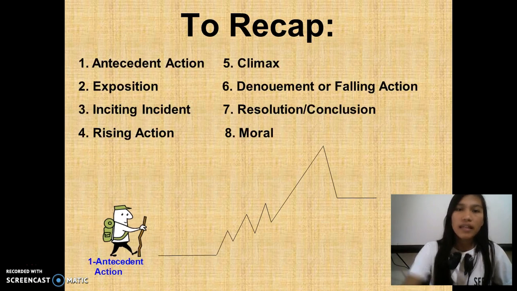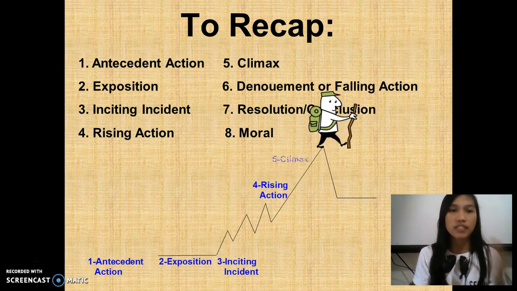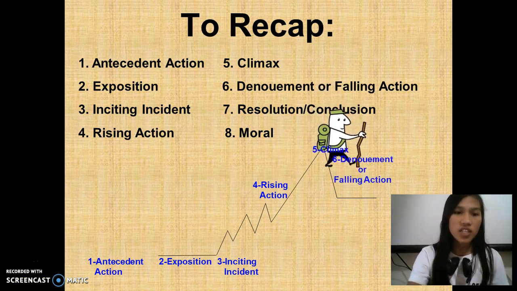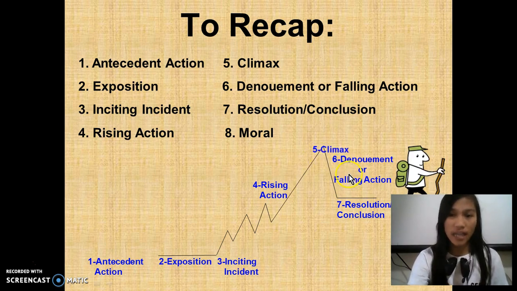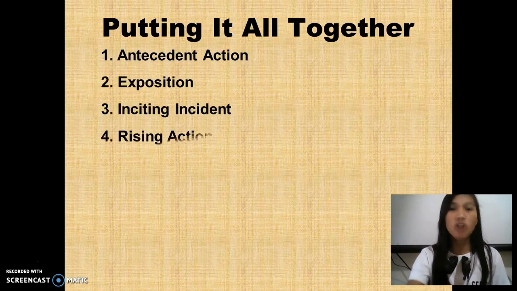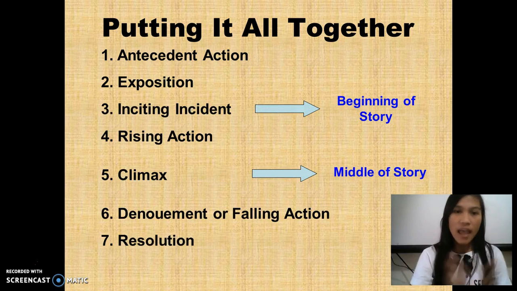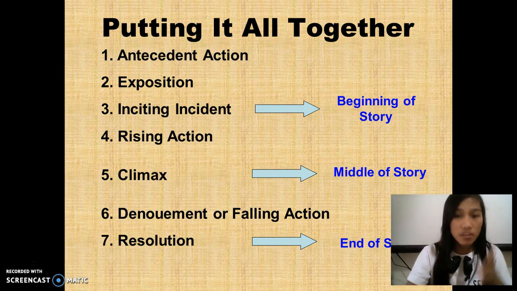So, let's have a recap. First, in the plot diagram, we have the antecedent action, exposition, inciting incident, rising action, climax, denouement or falling action, resolution, and of course, the moral. Putting it all together, antecedent action, exposition, inciting incident, rising action are all part of the beginning of the story, the climax in the middle of the story, and of course, the denouement or falling action and resolution at the end of the story.